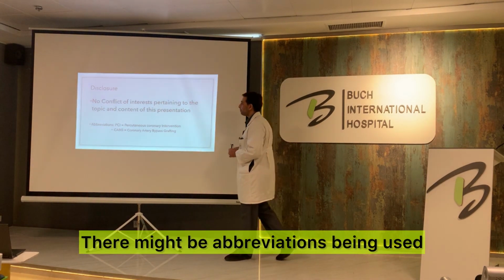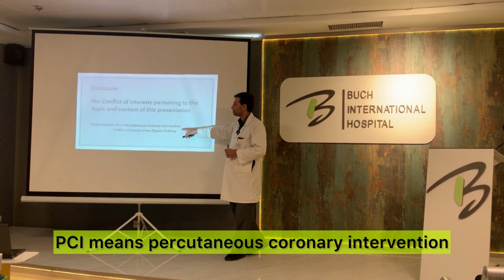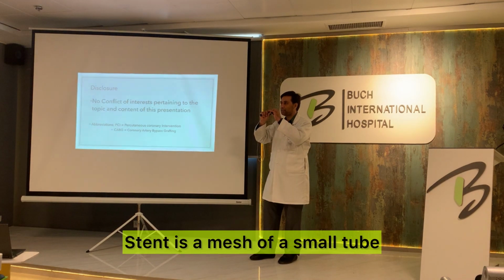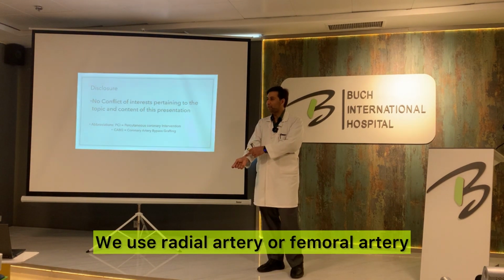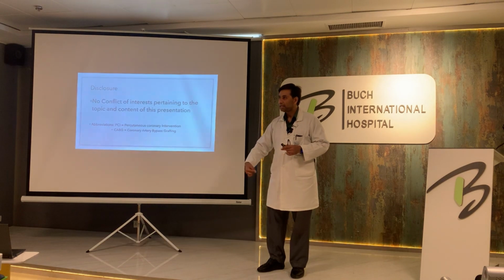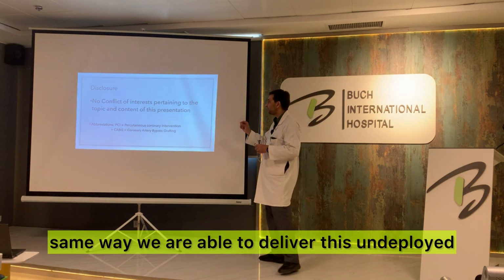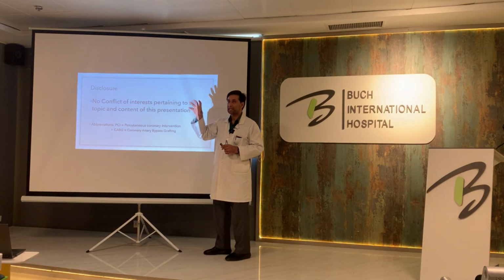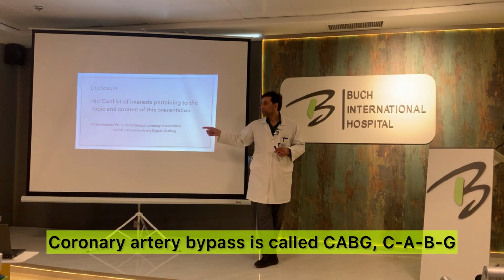I don't have any disclosures. There might be abbreviations being used. PCI means percutaneous coronary intervention, which in easy words is a stent. A stent is a mesh of a small tube. It is done percutaneously; we use the radial artery or femoral artery. The way we do angiography is the same way we deliver this undeployed stent to the area of blockage, and we dilate the blockage.